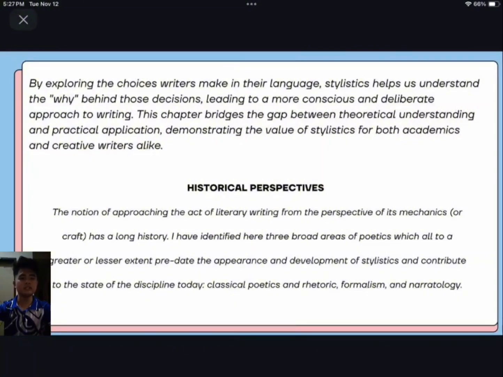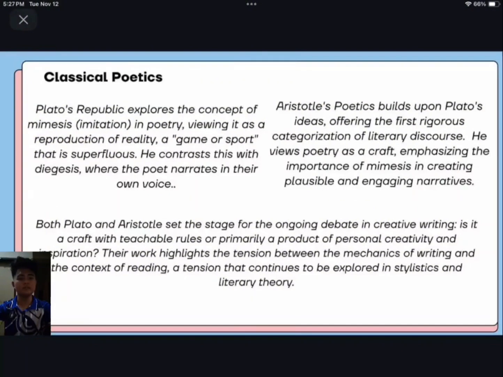It mentions the classical poetics and rhetoric, formalism, and narratology as key influences, suggesting that these areas of study have contributed to the current state of stylistics. It also sets the stage for a deeper exploration of these historical perspectives and their impact on the field of stylistics.